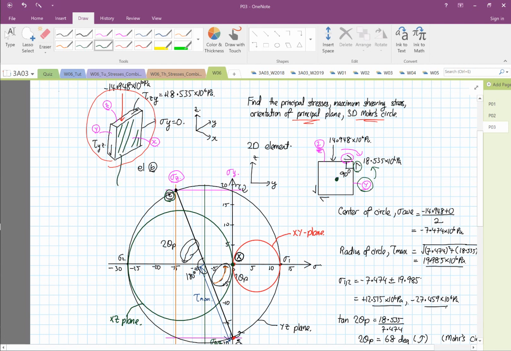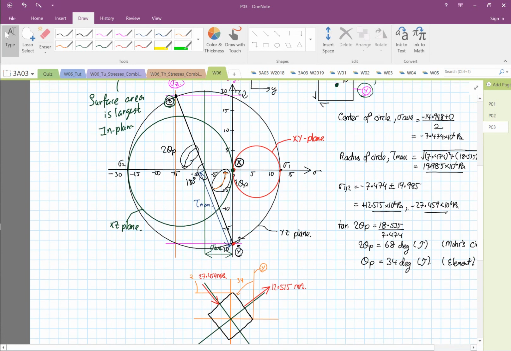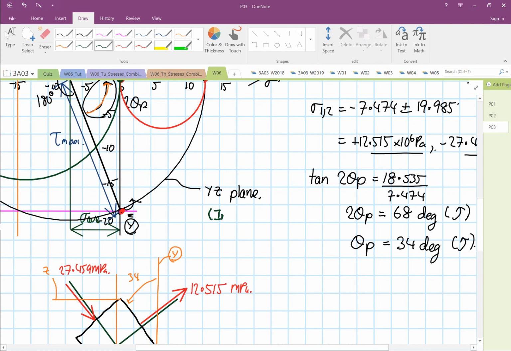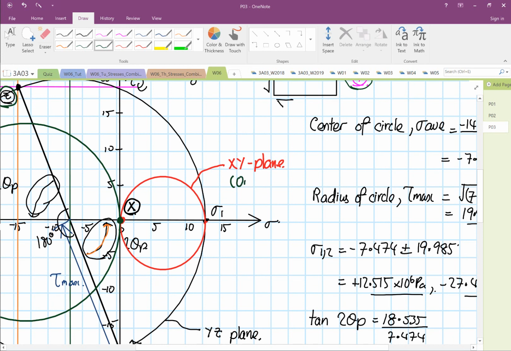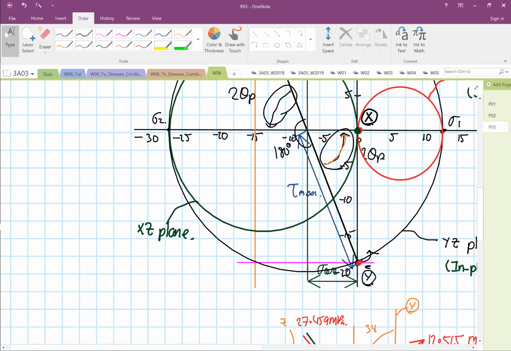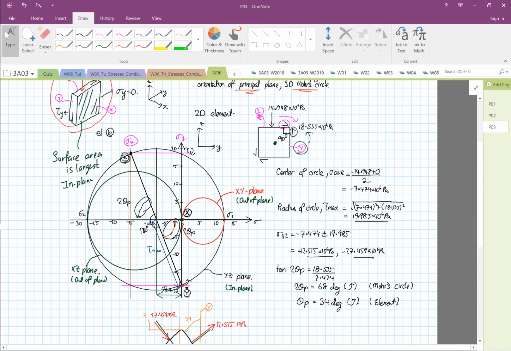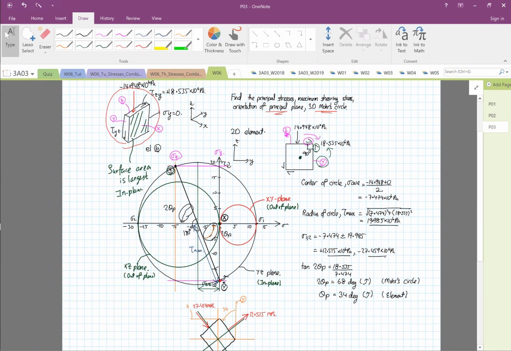Because the surface area is larger, we call this our in plane. Okay, so our YZ plane is our in plane, and the other two are out of plane. And this is out of plane also. Okay, so I hope this will let you understand better the 2D Mohr circle and 3D Mohr circle. Thank you.